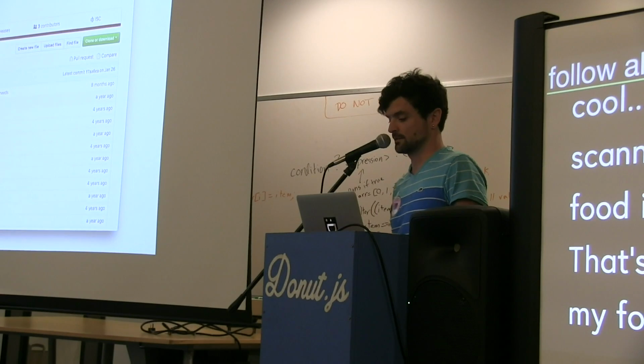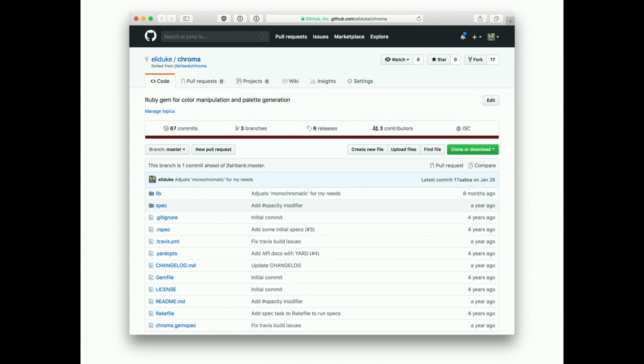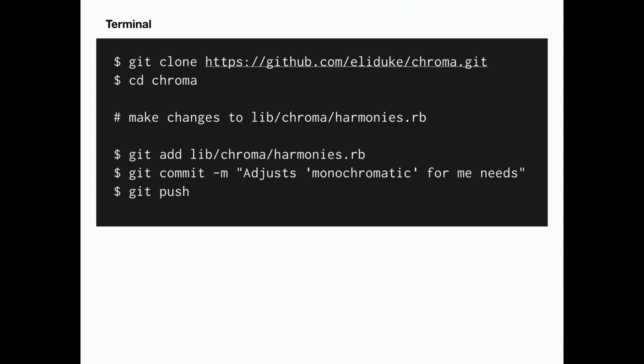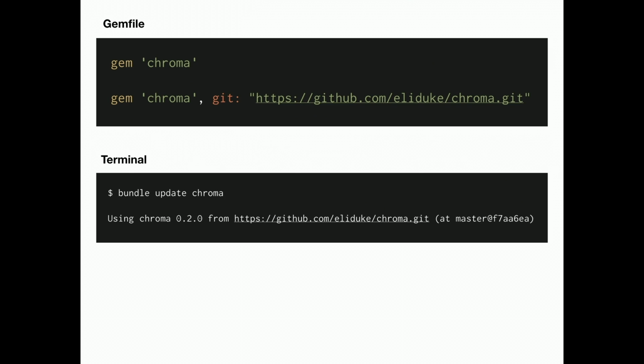So then I went back into my terminal. Now that I had my own version of this gem, I cloned it locally, pasted in those changes that I had made, and then pushed those up. Then I went into my gem file, changed my gem to my version of the Chroma gem, and then I updated that gem, and you can see it says it's using my version of it now.